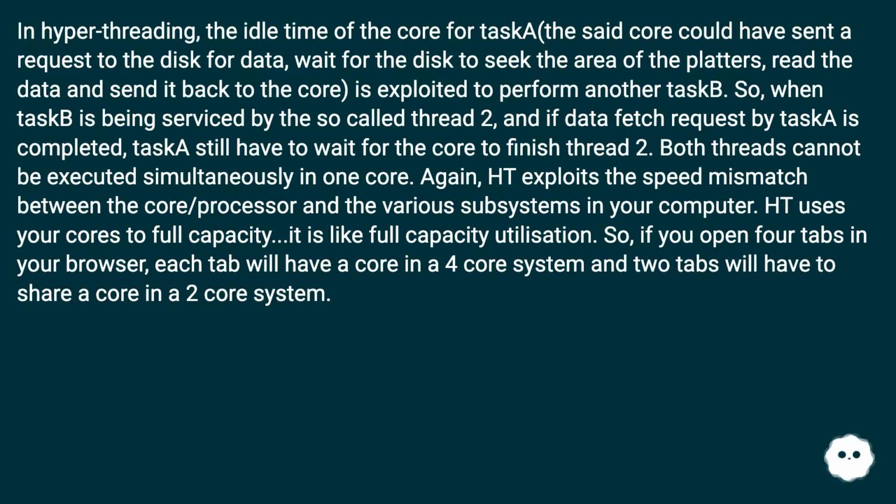Again, HT exploits the speed mismatch between the core, processor, and the various subsystems in your computer. HT uses your cores to full capacity. It is like full capacity utilization. So, if you open 4 tabs in your browser, each tab will have a core in a 4-core system and 2 tabs will have to share a core in a 2-core system.